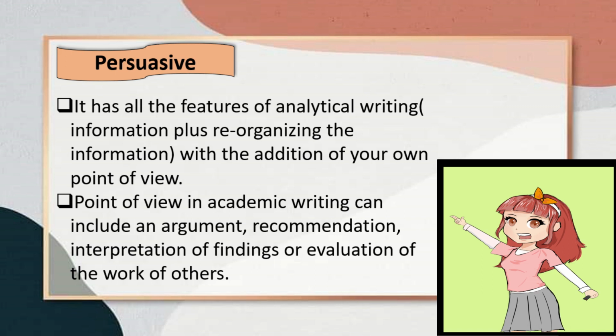It has all the features of analytical writing, that is, information plus reorganizing the information, with the addition of your own point of view. Point of view in academic writing can include an argument, recommendation, interpretation of findings, or evaluation of the work of others. The kinds of instructions for a persuasive assignment include argue, evaluate, discuss, and take a position.